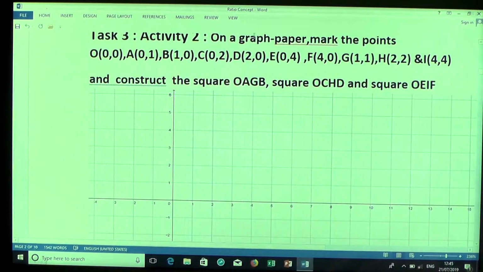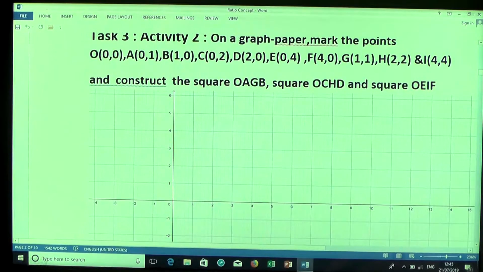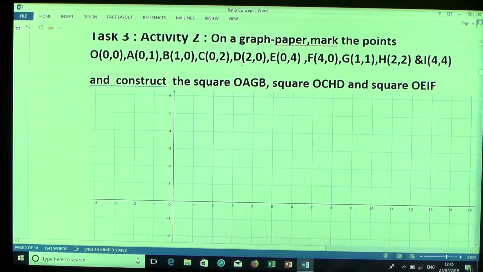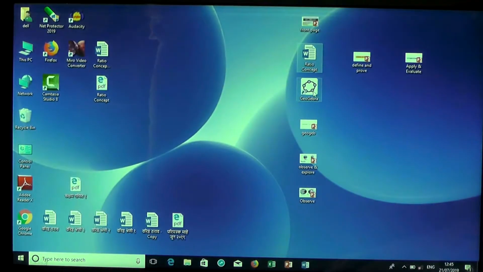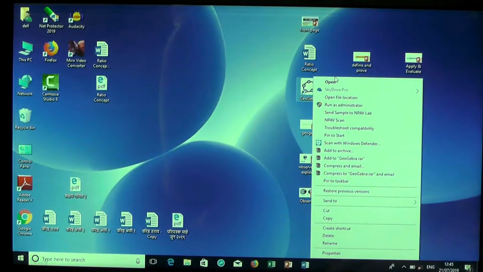Look here on a graph paper. Mark the points O(0,0), A(0,1), B(1,0), C(0,2), D(2,0), E(0,4), F(4,0), G(1,1), H(2,2) and I(4,4), and construct the square OAGB, square OCHD and square OEIF. So we use for this a GeoGebra app here.